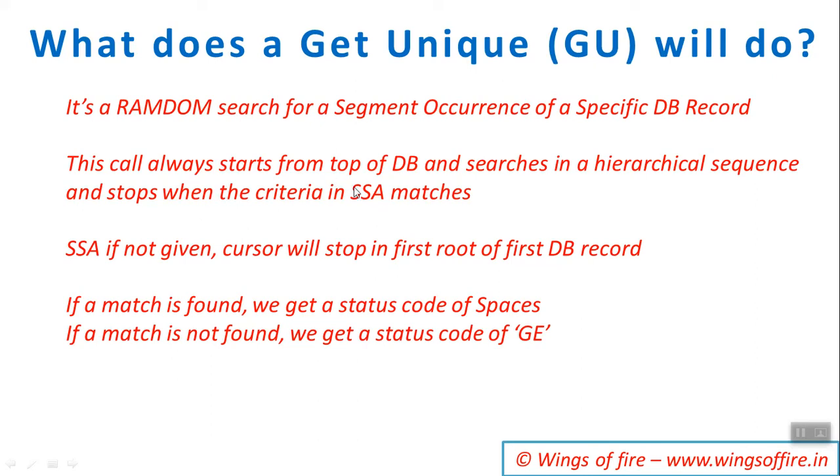If the match is found, it is going to move the data to the IO area and set the status code as spaces. If the match is not found, it is going to set a status code of GE. GE means not found. A GU call, irrespective of the current cursor position, will always start from the top of the database. So it is going to read only one record. If you have multiple SSAs, make sure at least the root segment SSA is qualified, so that you pinpoint the correct record you are looking for.